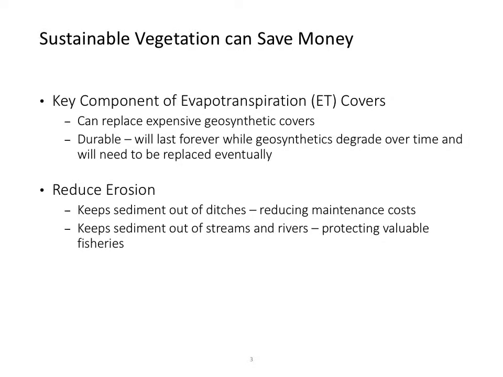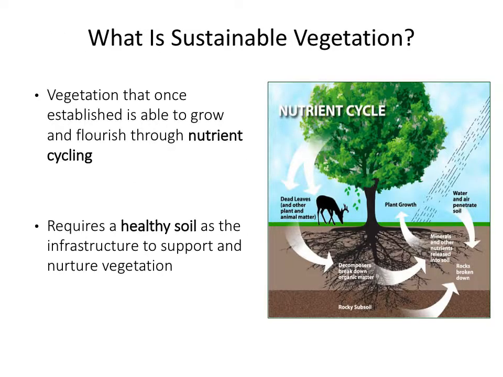So this is on a macro level, sustainable vegetation can save money, particularly through ET covers. They're going to be cheaper than geosynthetic covers. They're more durable. They don't degrade over time. Also, through reducing erosion, you don't have to maintain roadside ditches with sediment, and we're just keeping sediment out of our fisheries.